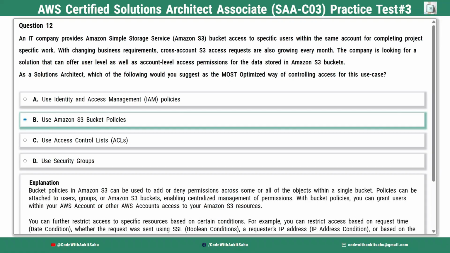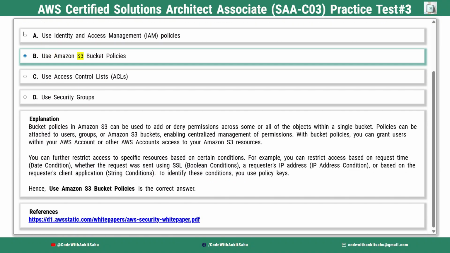Correct answer: Option B. Use Amazon S3 bucket policies. Explanation: Bucket policies in Amazon S3 can be used to add or deny permissions across some or all of the objects within a single bucket. Policies can be attached to users, groups, or Amazon S3 buckets, enabling centralized management of permissions. With bucket policies, you can grant users within your AWS account or other AWS accounts access to your Amazon S3 resources. You can further restrict access to specific resources based on certain conditions.